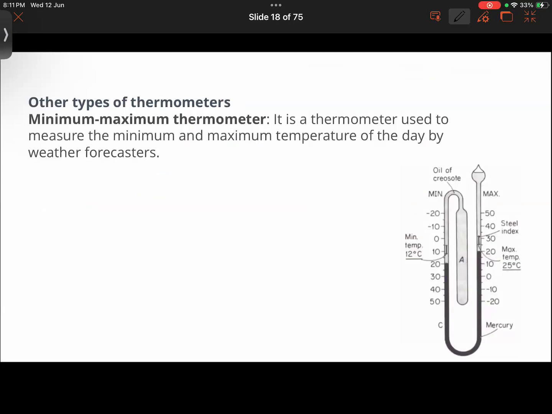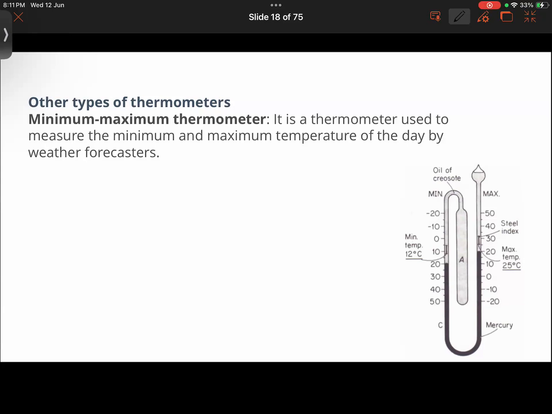Then you have other types of thermometers also, like the minimum and maximum thermometer. Minimum and maximum thermometers tell you the maximum temperature of the day. Usually, the maximum temperature of the day is reached in the afternoon, while the minimum temperature of the day usually occurs in the early morning, isn't it, guys?